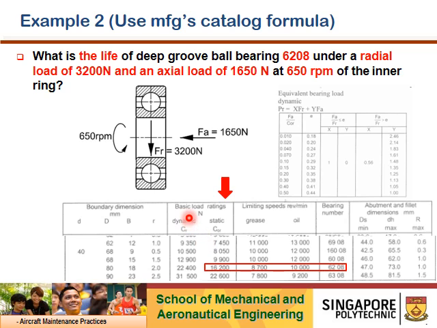Once I find the 6208, I move to the column. You can see there are two basic load ratings, dynamic and static. So this CR, this COR. The COR given for that will be 16,200. Okay, so this is how you find your COR. All right, so this is the catalog COR. So I have all the variables. What can I do now? The next slides will talk about it.